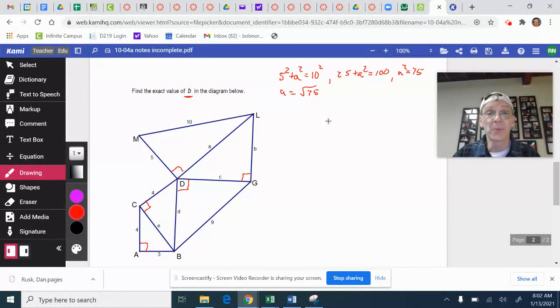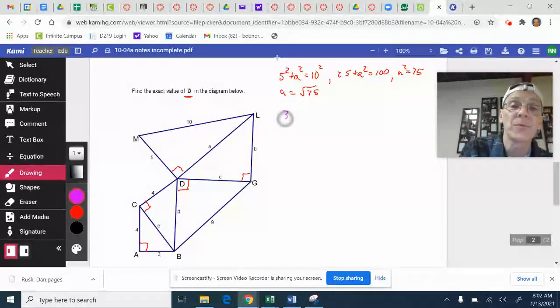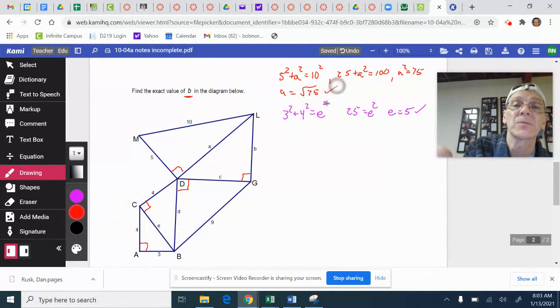So now you're looking at the problem and you're thinking, well, I got A, but I still don't know how to get B or C or D or E. Oh, wait a minute, it looks like we could get E. So you set this up and you write 3 squared plus 4 squared is equal to E squared. E is the hypotenuse, so E goes by itself. 3 squared plus 4 squared is 25. When you add that all up, take the square root of both sides, and E is equal to 5. Okay, so I've got E is equal to 5 and A is equal to root 75.